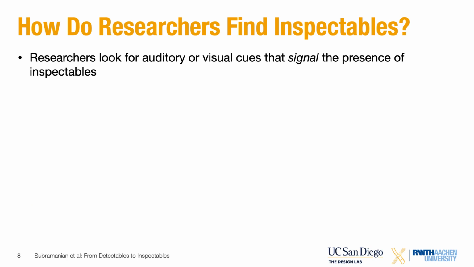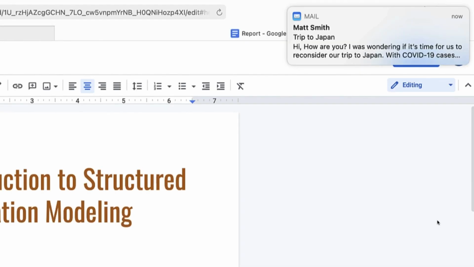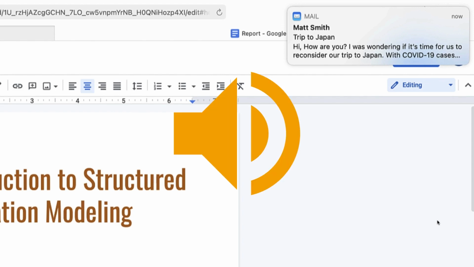To understand how this works, let's revisit our hypothetical study. We want to analyze the segments in recordings after our user receives notifications like this. These segments in our recordings that inform our research are what we call inspectables. Since email notifications have a characteristic sound, we can simply look for instances in the video during which the following sound occurs. This auditory cue is an example of a detectable. These are audiovisual cues that can be more easily detected in recordings than the inspectables themselves.